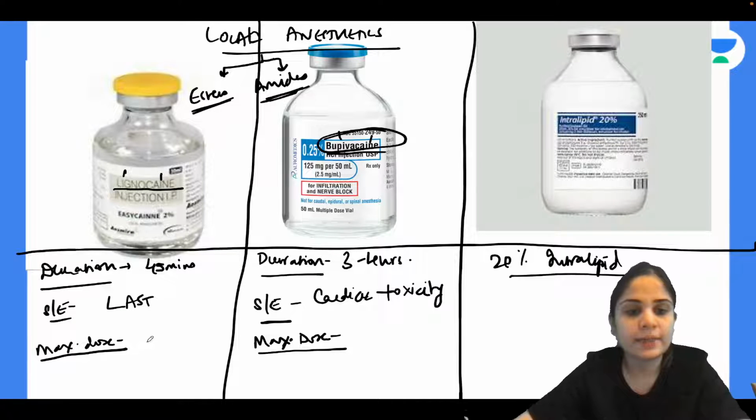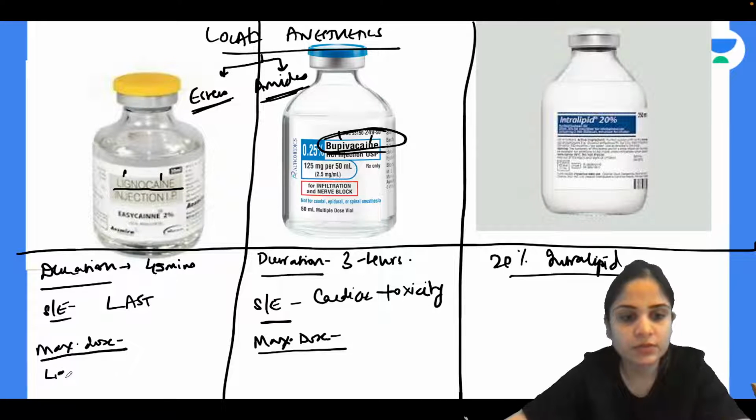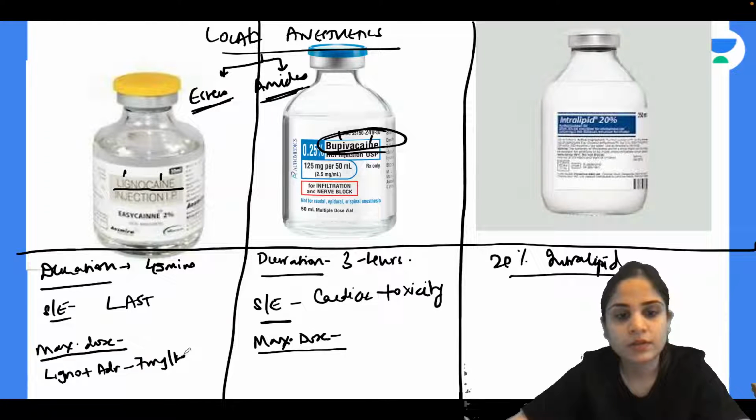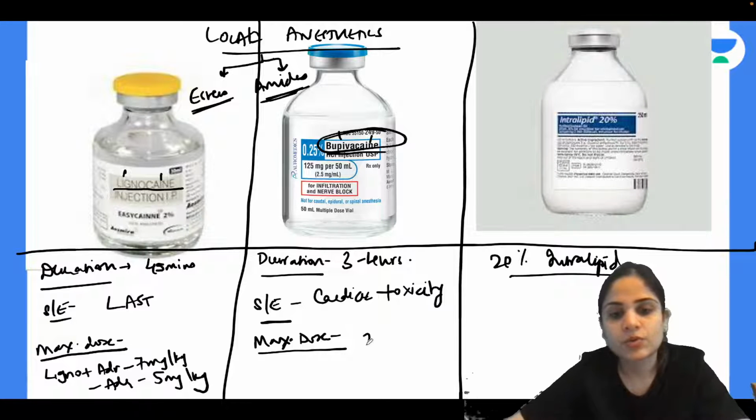Yes, so it depends on whether you give lignocaine with adrenaline or without adrenaline. Okay, so remember, lignocaine plus adrenaline, maximum dose is 7 mg per kg, and lignocaine without adrenaline, maximum dose is 5 mg per kg. What is the maximum dose of bupivacaine? Maximum dose of bupivacaine is 2 mg per kg.